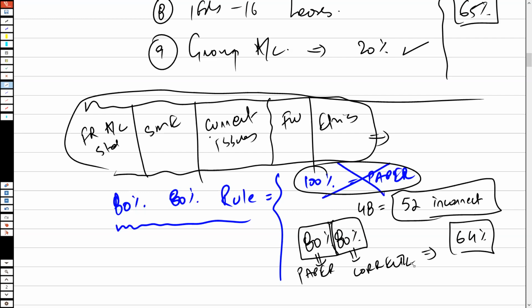Is this okay now? Does anyone have any questions up till now? Okay, lovely. So this is the general approach that I would suggest you go about. Now I'll move a bit forward.